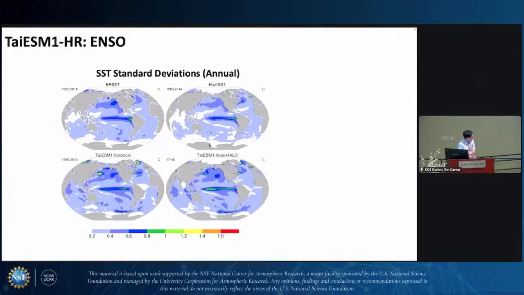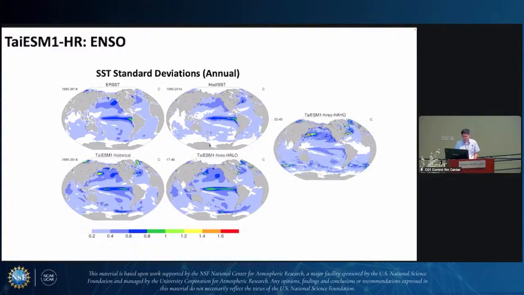And now we would like to turn to the ENSO simulation. This panel shows the standard deviation of SST. The top two are observations, this one is the low resolution TISM historical, and this one is the halo simulation. We can see that the amplitude of TISM is a little bit stronger than observation. And turning to the high resolution ocean simulation, we see that the variability almost disappears in the equatorial Pacific, which is not good.